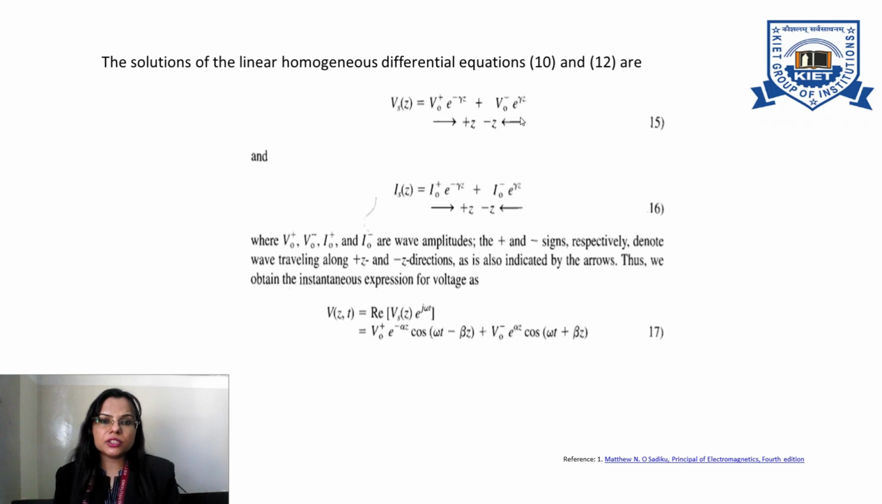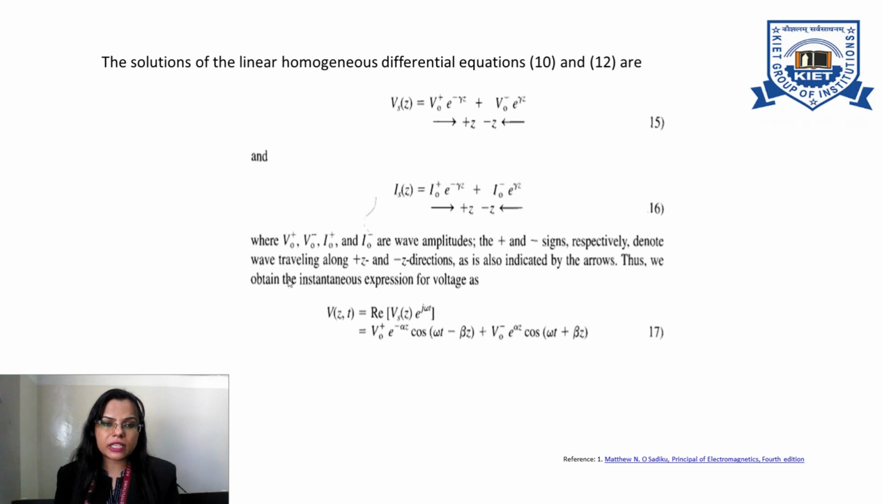Similarly, Is(z) equal to I naught plus e to the power minus gamma z plus I naught minus e to the power gamma z. The first quantity is along the plus z direction and the second is along the minus z direction. So, here V naught plus, V naught minus, I naught plus and I naught minus are wave amplitudes. The positive and negative signs respectively denote the wave traveling along the positive z direction and negative z direction, as is also indicated by the arrows. I already told you this is positive z and this is negative z.